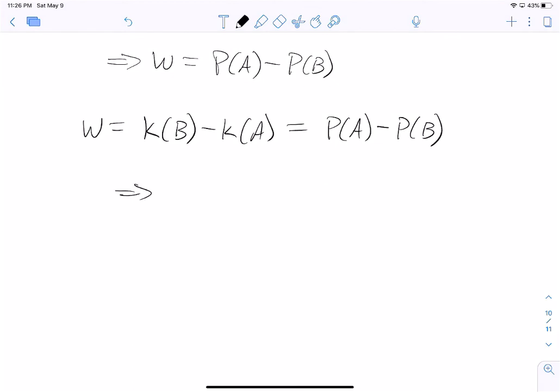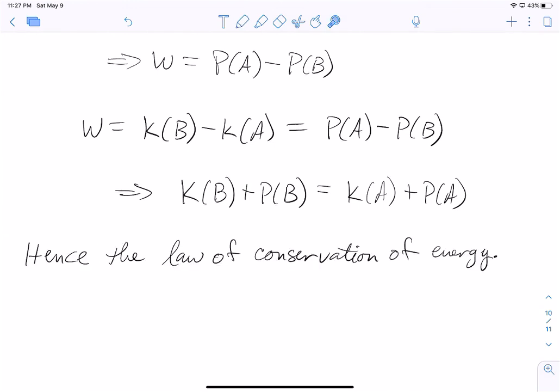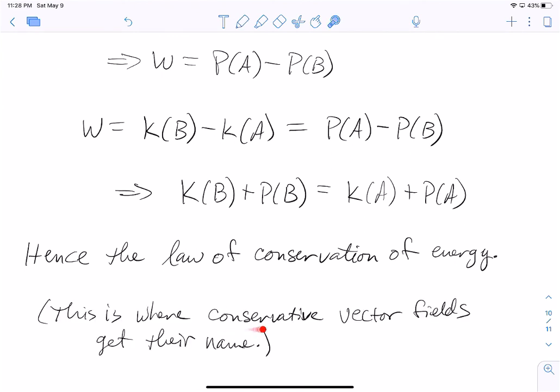You can see that this leads us to being able to say that kinetic at B plus potential at B is equal to kinetic at A plus potential at A. Therefore, we get the law of conservation of energy. This says that ultimately the energy is the same at the beginning of the system as it is at the end of the system, but some of the potential may have been converted to kinetic. Overall, though, the energy was all conserved. This is where conservative vector fields get their name, from conservation of energy.